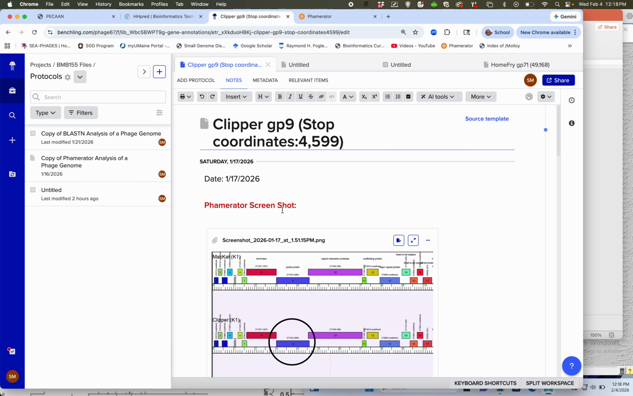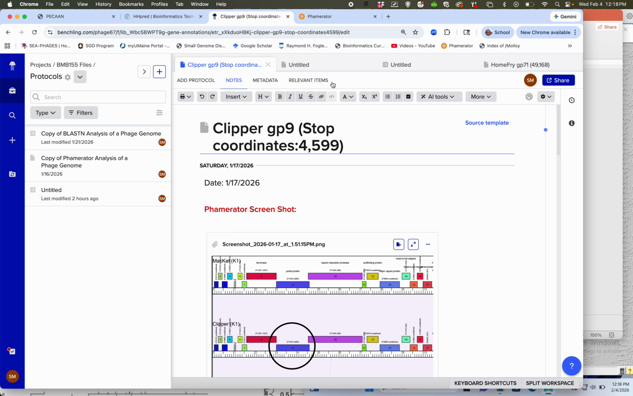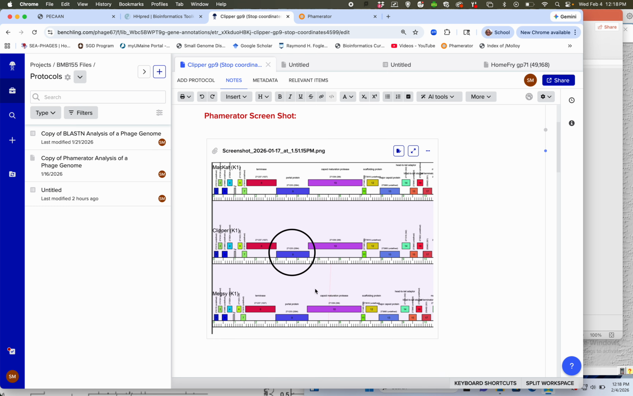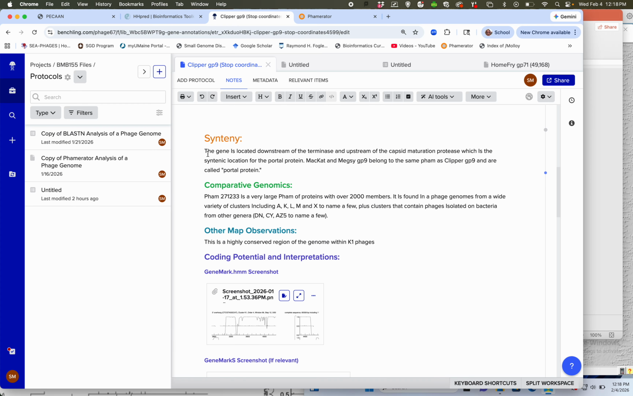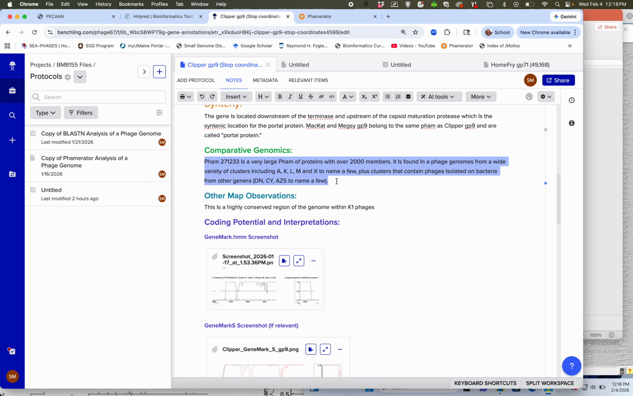So this is a continuation of my notebook entry for Clipper GP number 9. Here's my screenshot. I've circled the gene that I'm interested in, and I've written a little bit about the synteny. So, for example, I've noted that the gene is downstream from a terminase and upstream from a capsid maturation protease, and it's the syntenic location for the portal protein, and that MatCat and MEGSI have called this gene a portal protein.